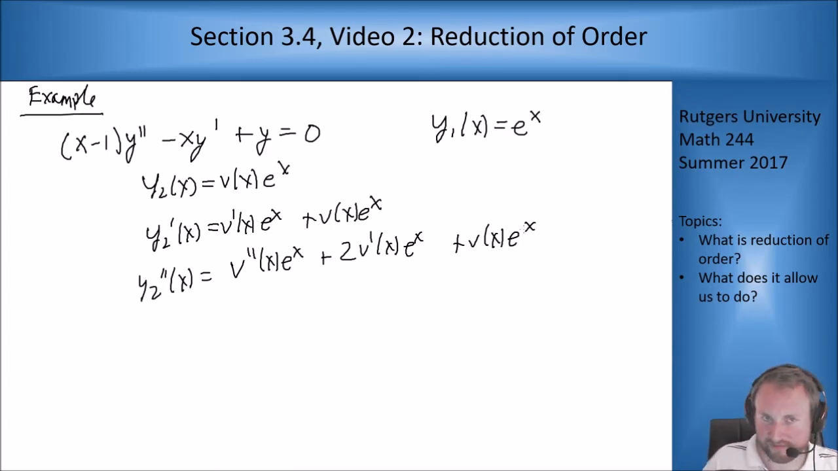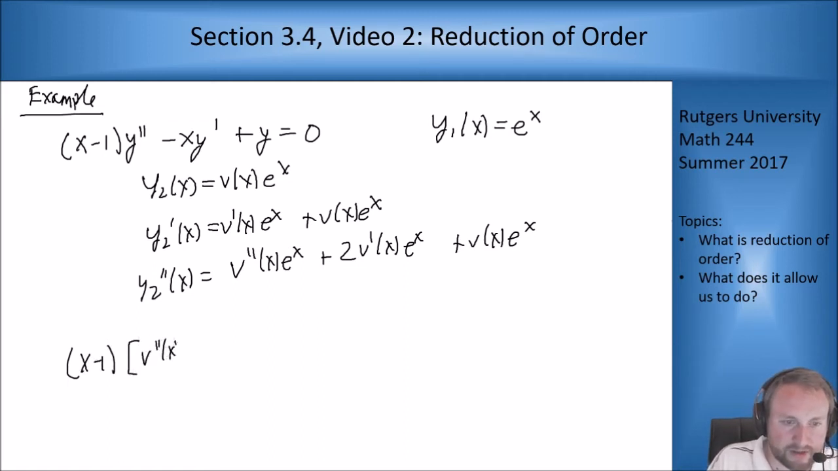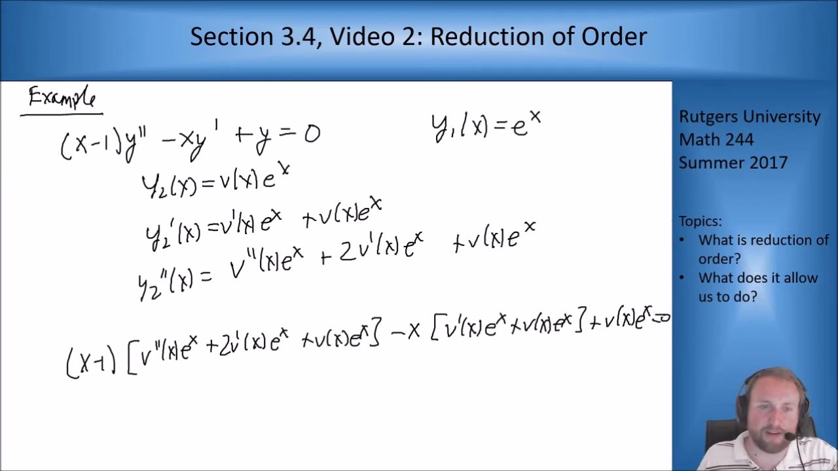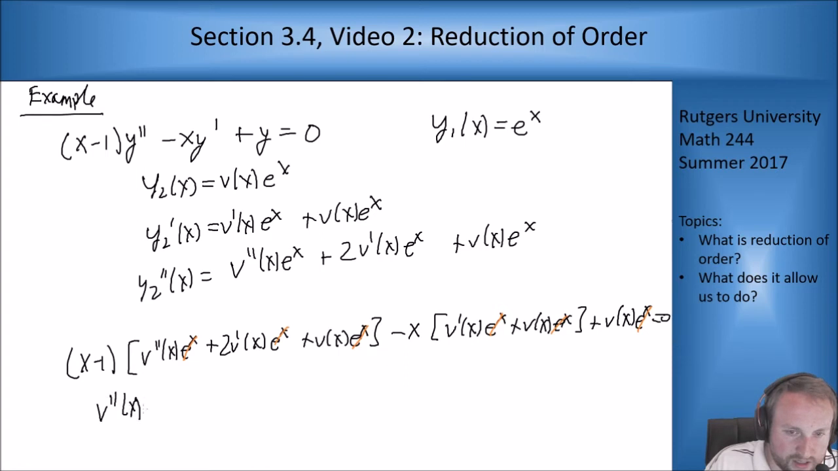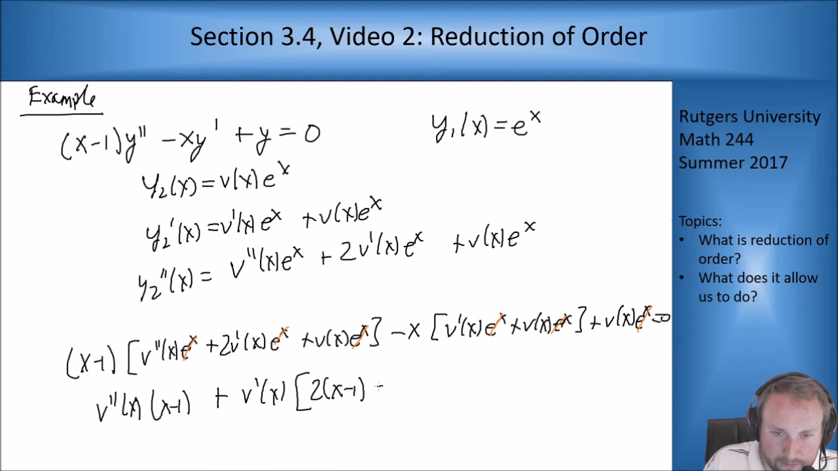Now I want to plug all of this into my equation. Plugging y2 into my equation, I get x minus 1 times v double prime of x, and so on. All I did there was plug everything into my equation a term at a time. Again, I have an e to the x on every term, so I can cancel all of them. Then I can group all my terms together: the v double primes, the v primes, and the v's all by themselves. The v double prime is just multiplied by x minus 1. The v prime is multiplied by a 2x minus 1 minus an x from the second term.